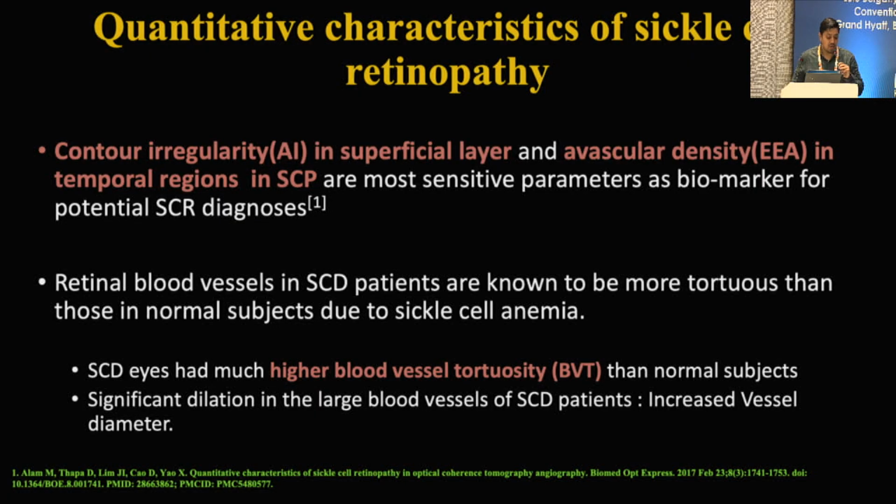So then there are quantitative parameters. How can the quantitative parameters be used in sickle cell retinopathy? One is the acircularity index, and avascular density, that is the extrafoveal avascular area in the temporal region of the superficial capillary plexus. Apart from that, we know that the vessels are dilated in sickle cell, so dilated vessels or increased diameter in sickle cell disease can be one parameter. Apart from that, there's increased tortuosity, which is BVT, blood vessel tortuosity, which is increased in patients with sickle cell disease.